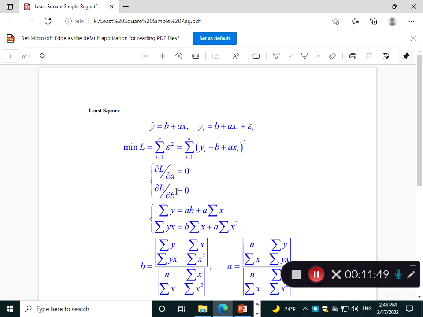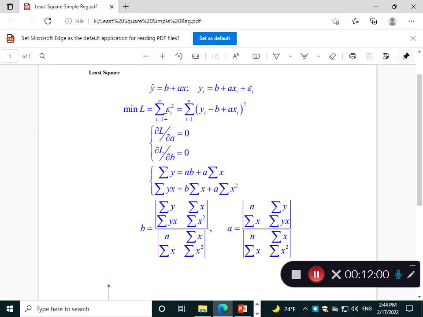But we don't care about the second derivative. We only care about where's a and where's b. So we need to find a and b by taking the partial derivative. Partial L over partial a equals 0. Partial L over partial b equals 0. So once you do that, you know that a bunch of summation y stays there. The b term, you did it n times, so it's nb. The a term, you did it for summation x, so it's a times summation x. So the first derivative ends up with summation y equals nb plus a summation x.